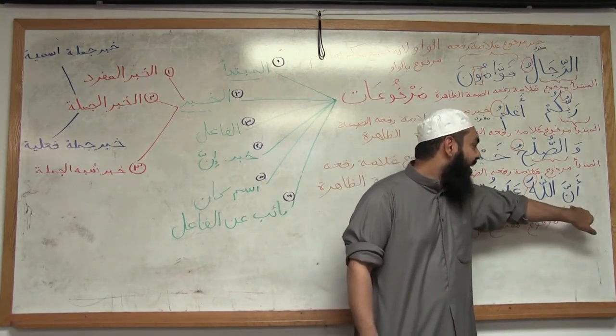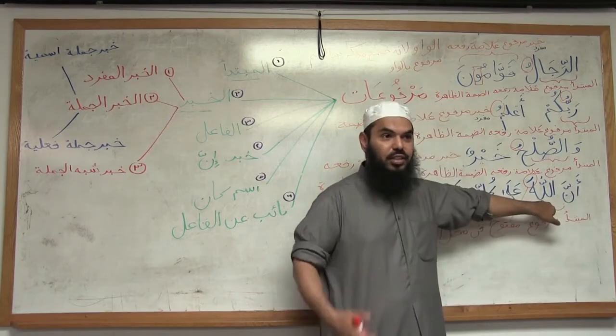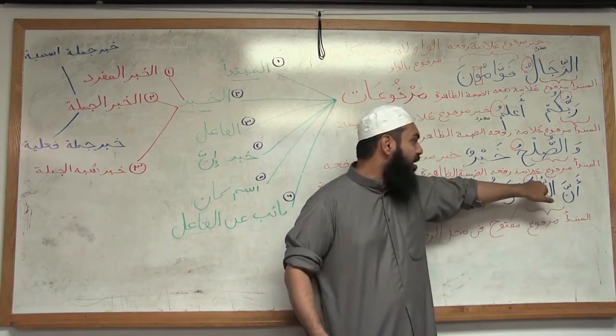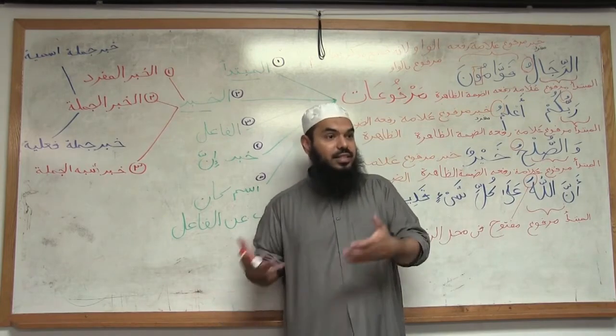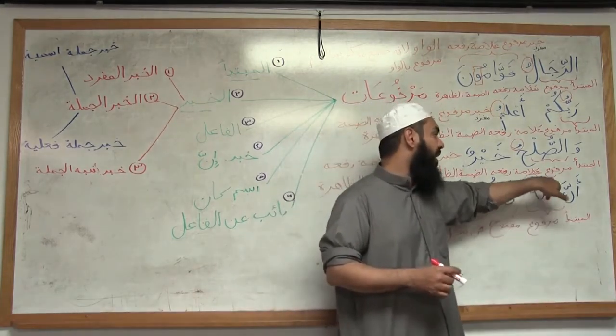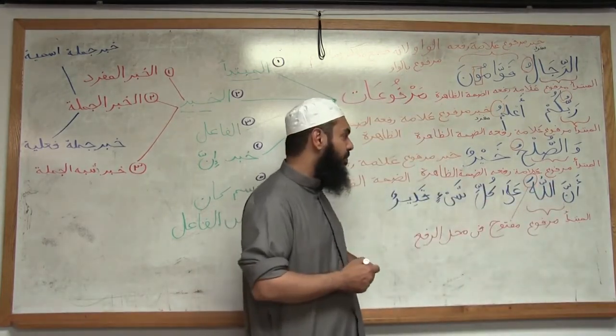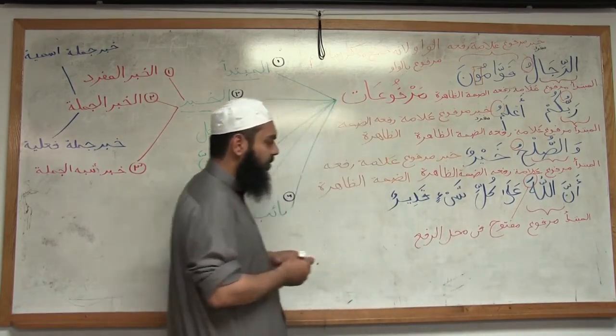So, Anna, when it steps on the scene, it takes over and it makes it maftuh, it puts a fatha. But it's still the mubtada. It's still marfu, but it's got a fatha on it. Tayyib? Now, where is your khabar?